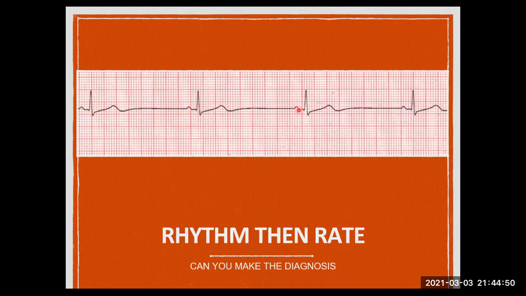So you've got these normal P waves. Let's look at our PR interval. Got 1, 2, 3, it's borderline, but it's within normal, maybe just on either side. But anyway, let's not get too heavy into it.